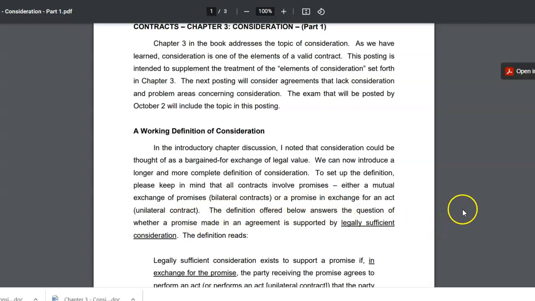And the definition that we're working at seeks to answer this question: is there legally sufficient consideration? That's the terminology that's used. Again, is there legally sufficient consideration to support the promise? By the way, the good news is there typically is, because it's the motivation of parties to enter into a contract, which is going to reflect the existence of the legally sufficient consideration.